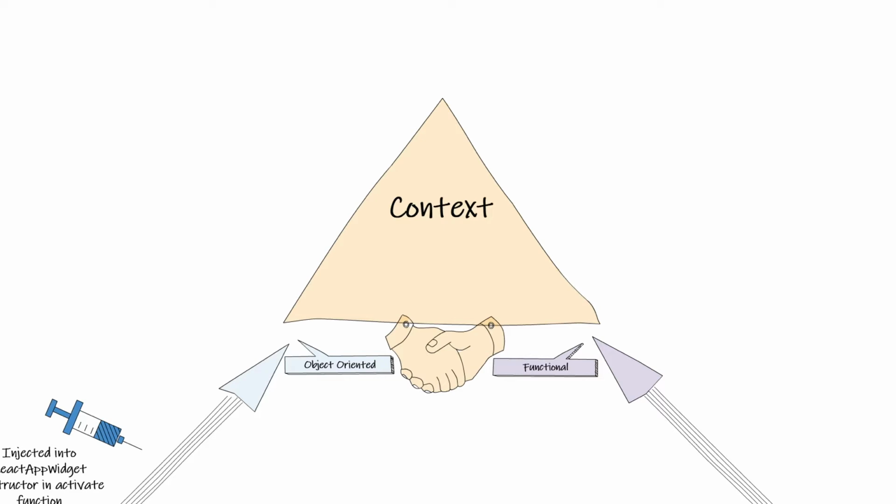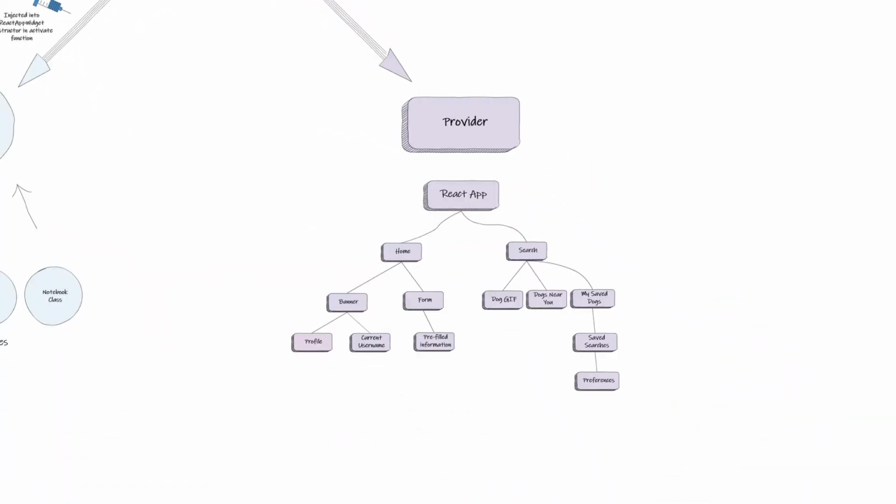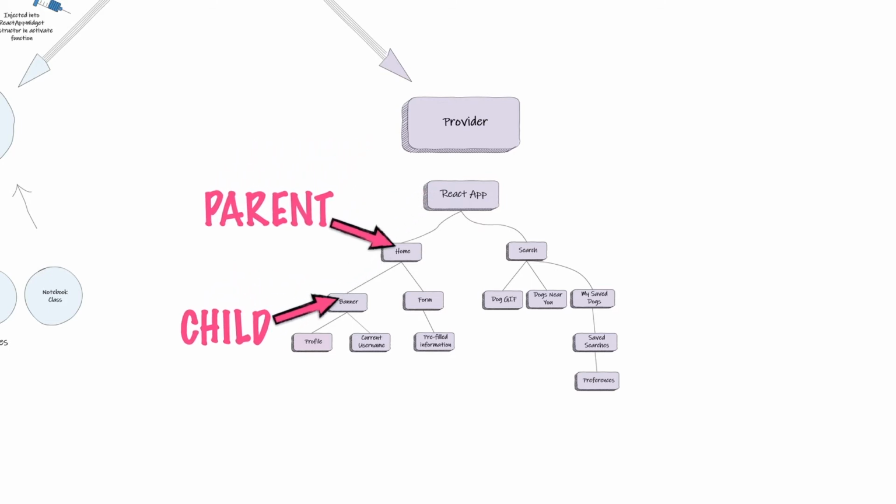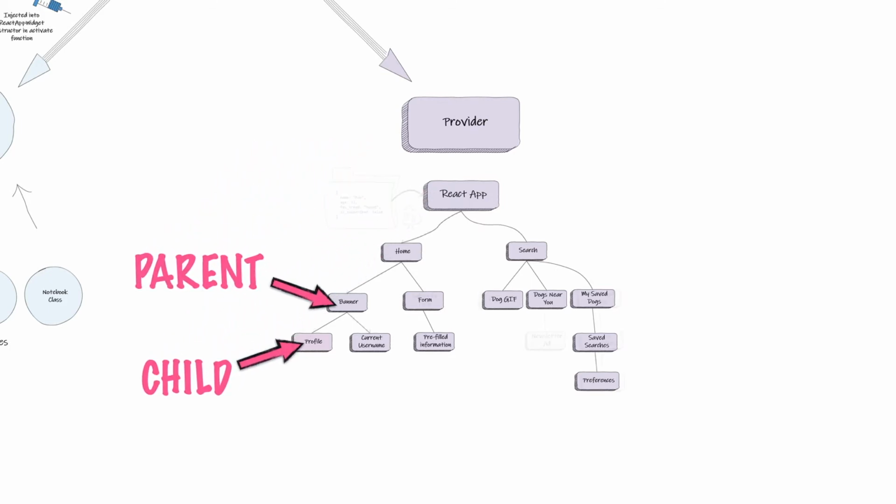Okay, so why did we choose a context? Well, let's talk about how React works. First of all, you've got a parent component, and that parent can have children. The parent can pass data down to its children. It's a parent-child relationship, okay?